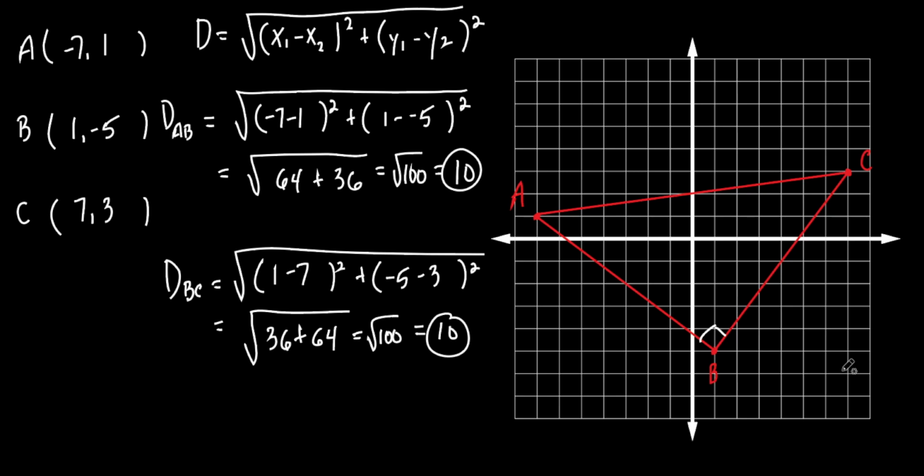I've got one more thing to do. So we did slope, we did distance. What's the third one we said we were going to do? Midpoint. So let's do midpoint. And I'm going to pick and choose what I'm going to find the midpoint of.